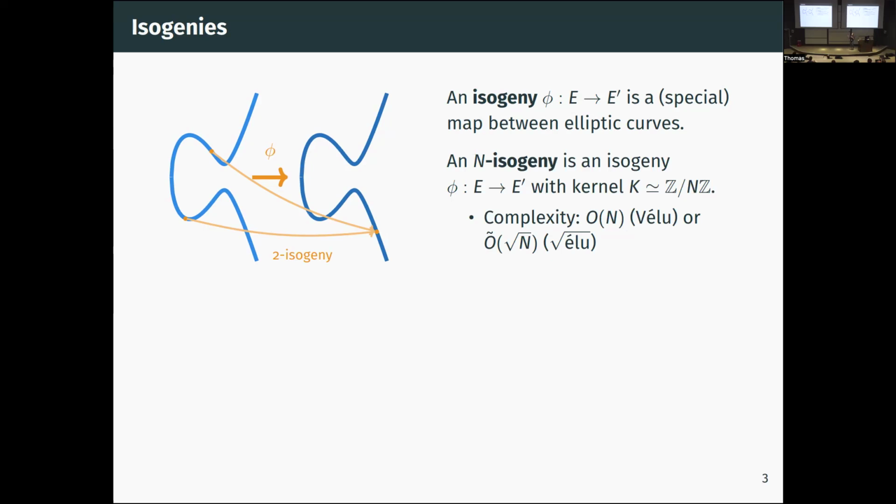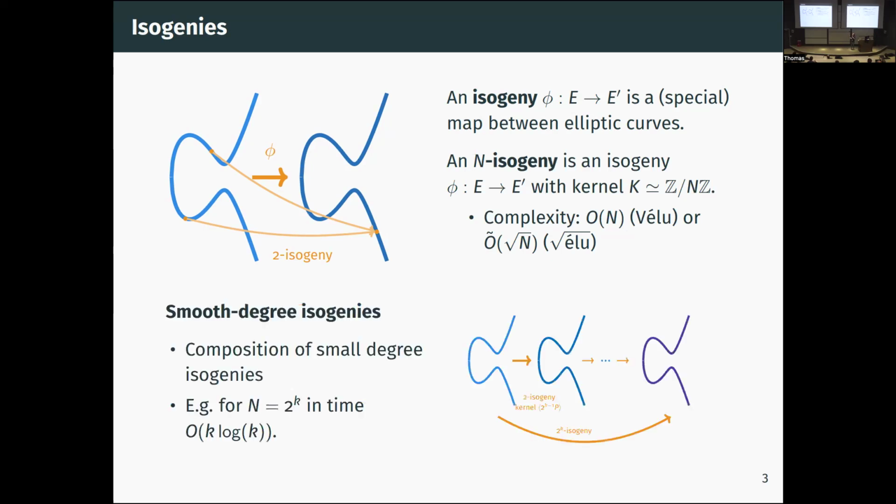The standard solution for this is to use values for N that are highly composite numbers. Here I sketched what we would do if, for instance, N is equal to 2 to the k, so some power of 2. Then the idea is just to decompose the entire isogeny computation into smaller isogeny computations with small degree. And so we can compute this isogeny in time logarithmic in N. And a common way to think about those smooth degree isogenies is to look at so-called isogeny graphs.